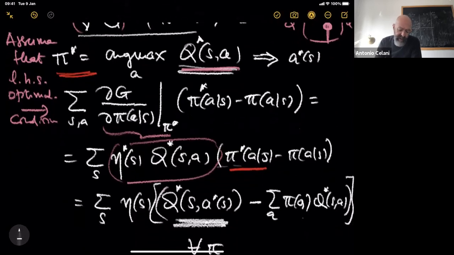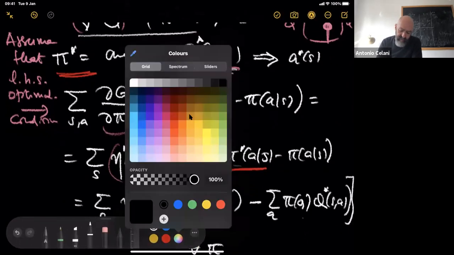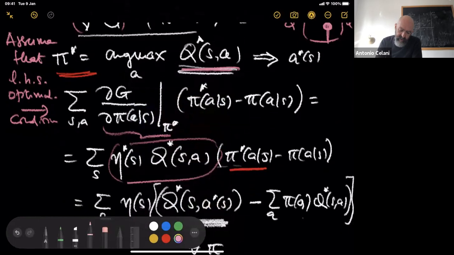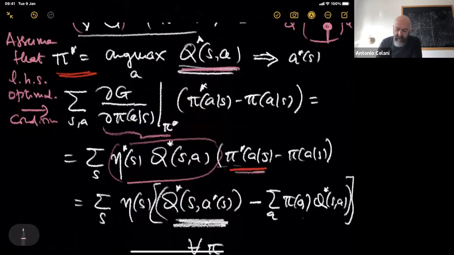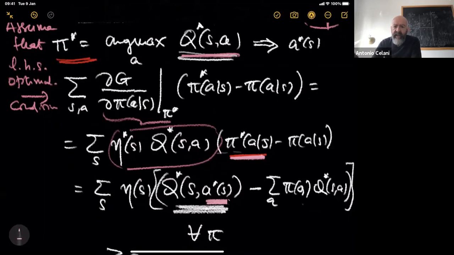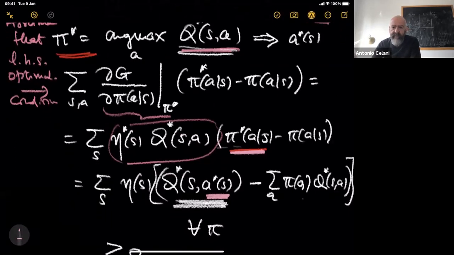So this first sum that I have here, this times this object times this object becomes this, and then becomes this. So if I select my pi star like this, I just have to replace in my Q star matrix the item with the best action. And on the right hand side, I have any other policy, again with my Q star. I'm just replacing the things that I put.